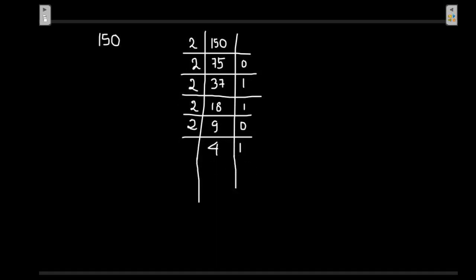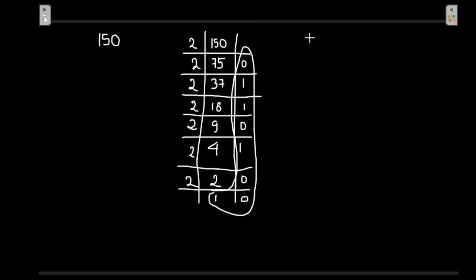Again, continuing the whole process, we'll get 2 and 0, because 2 times 2 equals 4, which is exactly divisible by 2. Now this is for the last time, because 2 times 1 equals 2, and now we get nothing, because 2 is exactly divisible by 2. So the binary of 150 is going as in the same manner. We'll get 10010110.